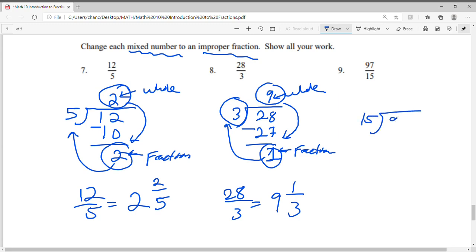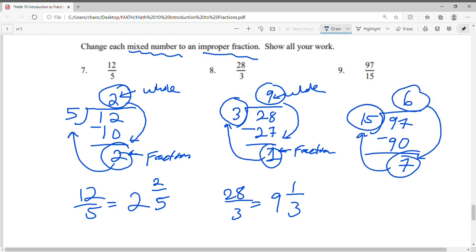For number 9, we can do the same strategy. Let's divide 15 into 97. Why don't you pause the video and try this one on your own? 15 goes into 97 6 times. 15 times 6 is 90. We have a remainder of 7. So this represents, going in a clockwise fashion, 97 over 15 is equivalent to 6 whole parts and 7/15.